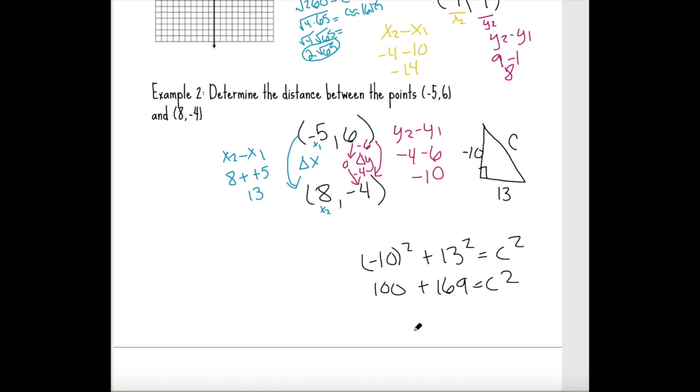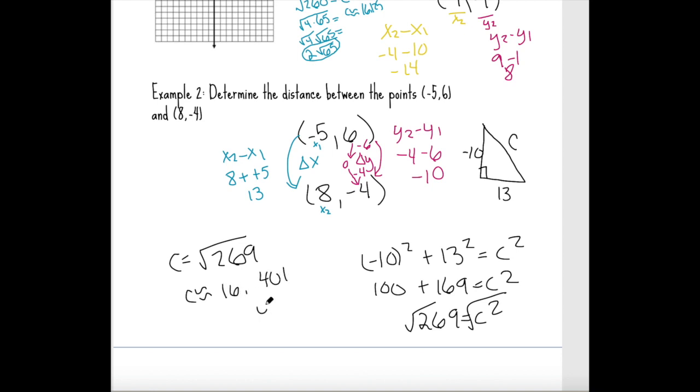When we combine 100 and 169, we get 269 equals c squared, and then we can take the square root of both sides. We should always try and simplify our radical if we can. In this case, 269 cannot be simplified. If it helps you to visualize an approximation for what this number would be if we were to round it, this is approximately 16.401 units long.